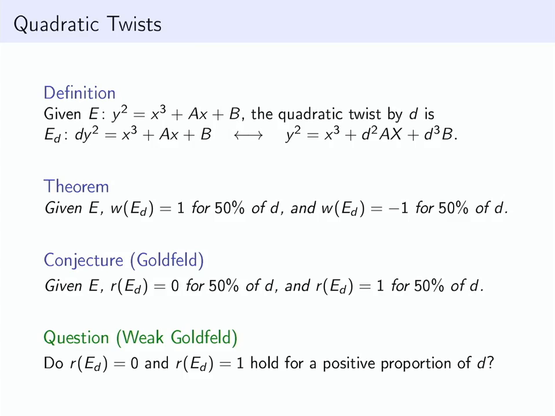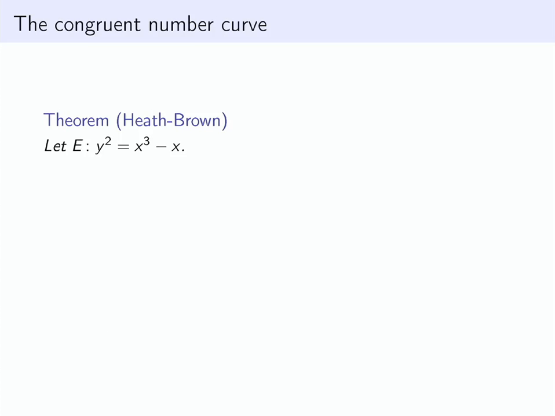So I think the first real breakthrough result along these lines goes back to Heath-Brown. So let E be this elliptic curve, the congruent number elliptic curve. That was the first elliptic curve whose Mordell-Weil group we looked at. And in particular, this Mordell-Weil group was Z/2 cross Z/2. It is the full two torsion, and that's it.